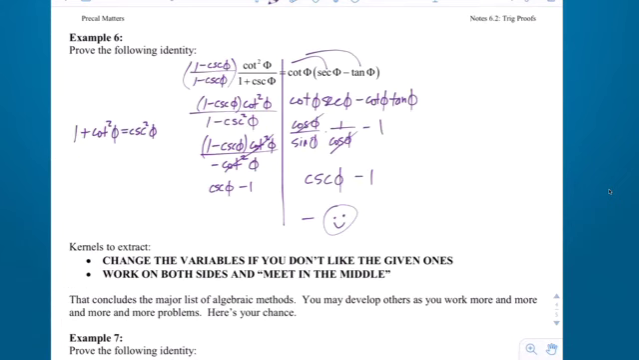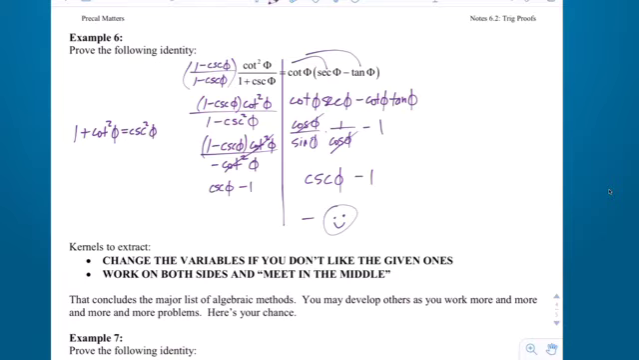So here are the kernels to extract from this problem, and we'll call it the day. We didn't do this, but you could change the variables if you don't like the given ones. You just have to do it in the beginning. If you don't like phi, just X it out. Now you have X. That's fine. Work on both sides and, quote-unquote, meet in the middle. That's the song title, that's why that one's in quotes.